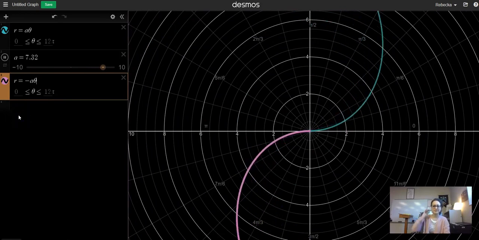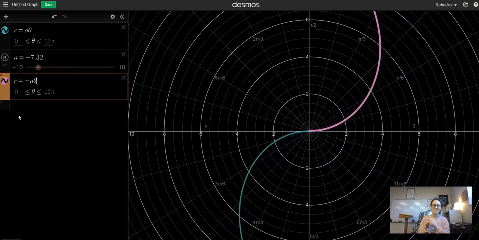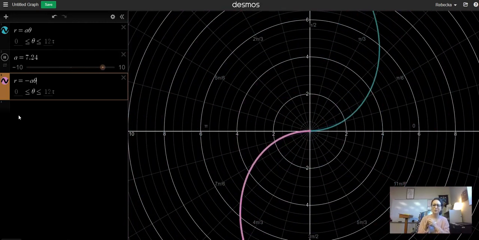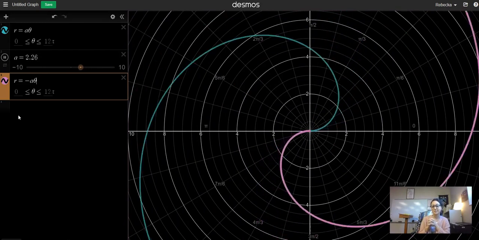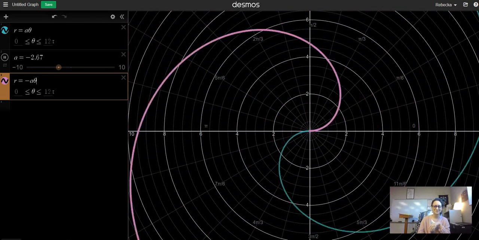And now you've got these spirals kind of moving as one. So you can create some really, really cool graphs with polar equations. I would highly recommend just playing around with Desmos and seeing what you can come up with.